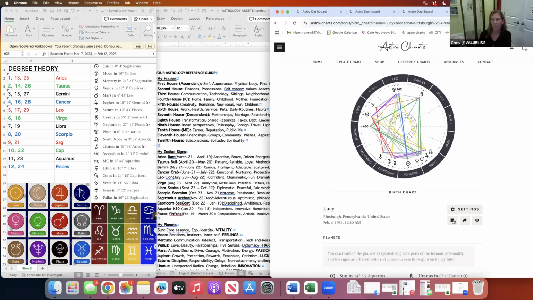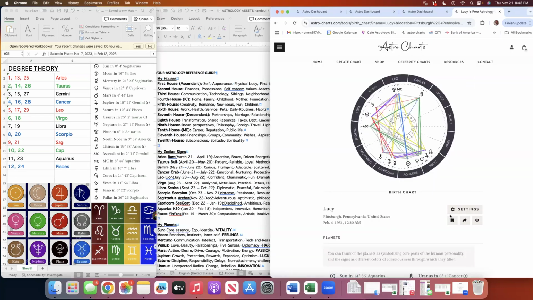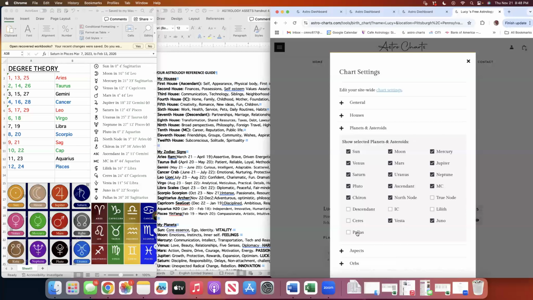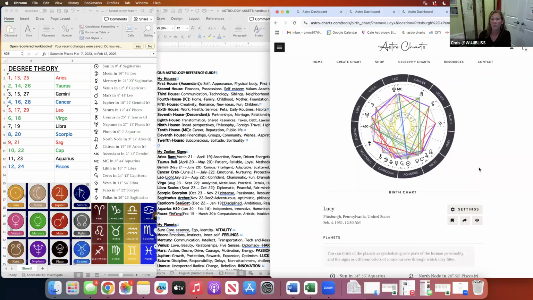Wonderful. Does anybody have any other questions? Chris, can you please add the other things back to my chart so I can see that again? I would love to. So I'm adding Lilith, Juno, Vesta, Ceres, and Pallas. I'm hitting apply at the bottom, and now your chart looks different.